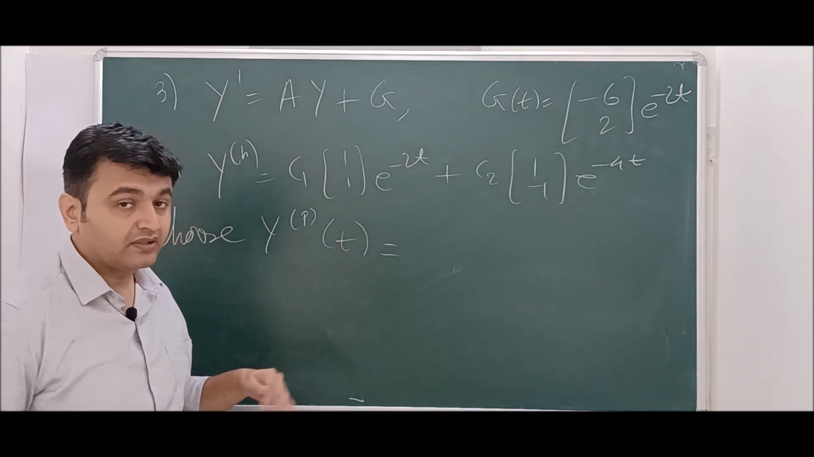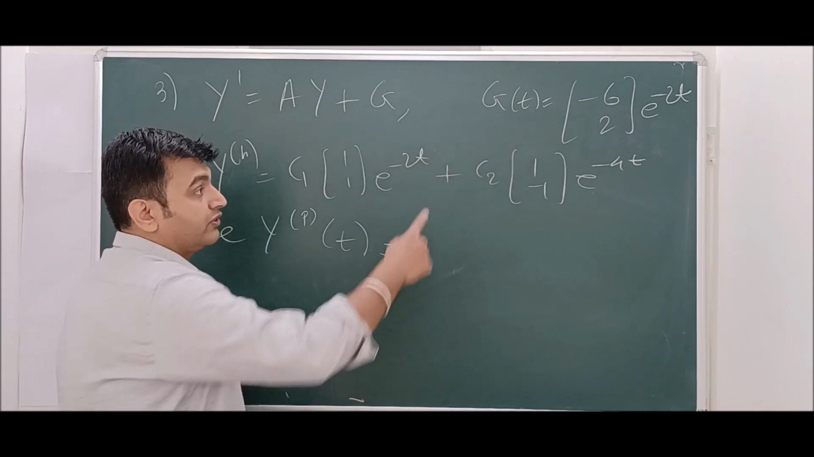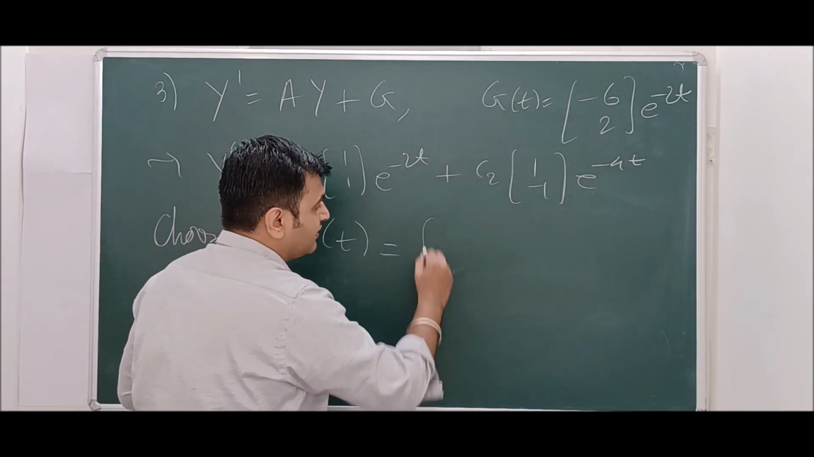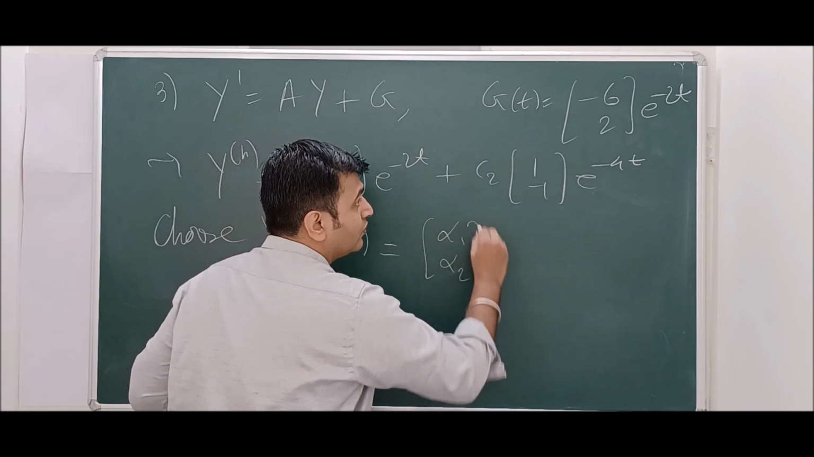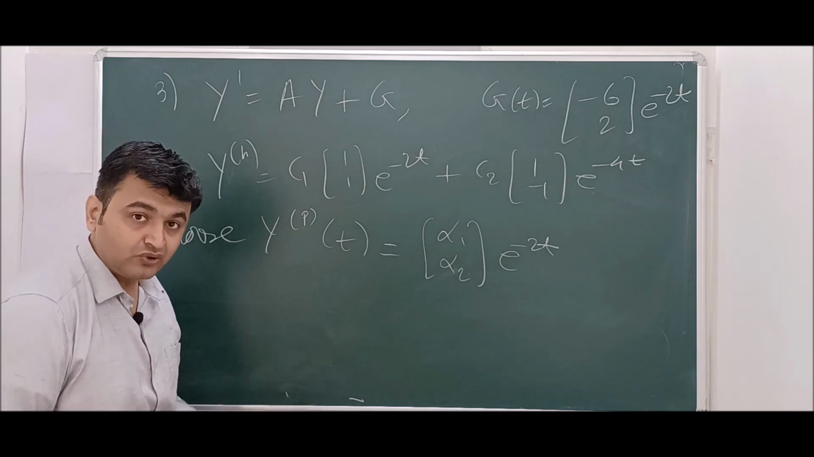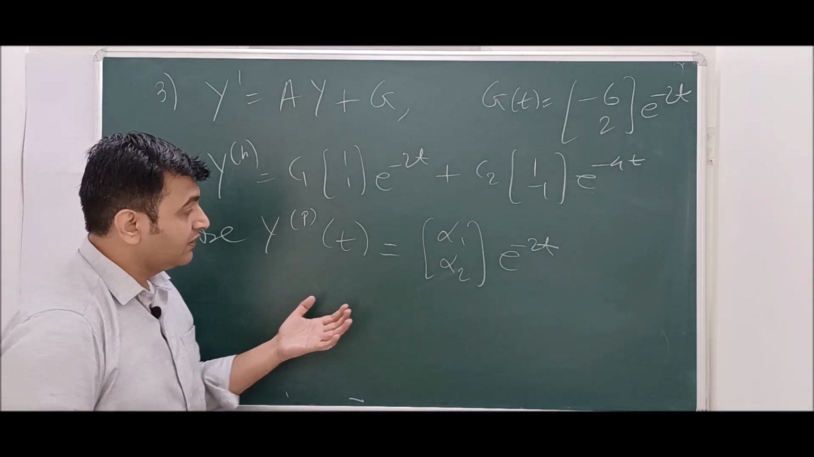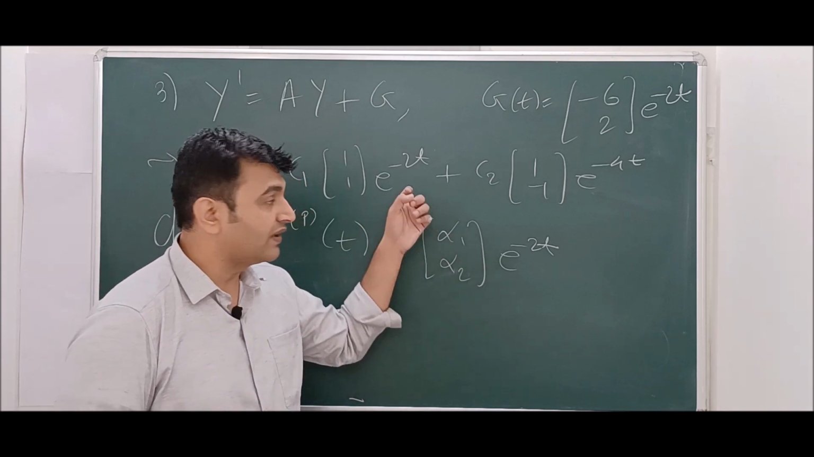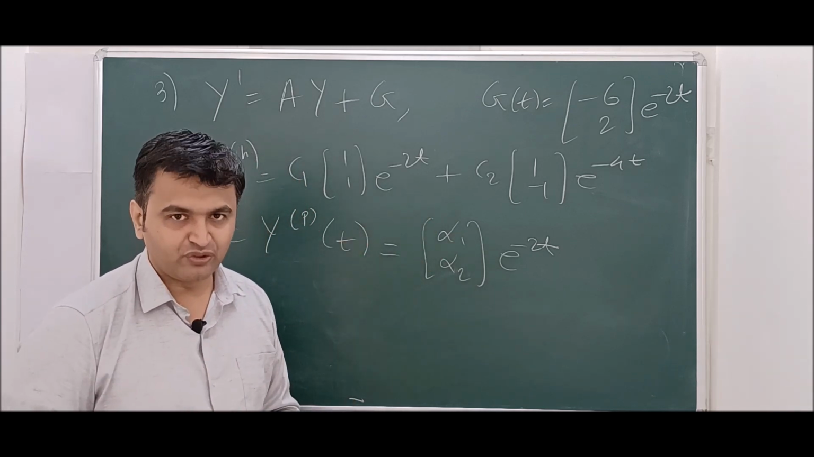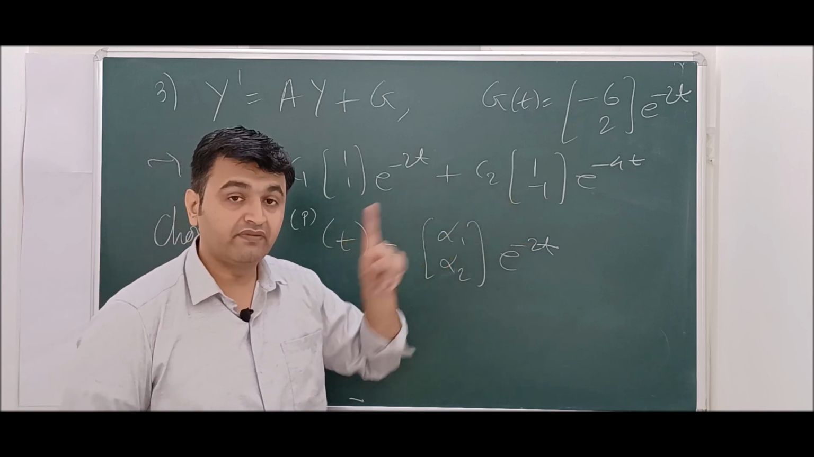To find yp, the first step is you have to choose yp. So you look at the right-hand side, it has to be a multiple of the exponential. So let's say alpha 1, alpha 2, times e raised to minus 2t. Now once you choose, you need to modify your yp. To modify your yp, you have to check whether it is coming into yh. If yes, then only you need to modify. So yes, it is coming into yh. How many times? Only one time.